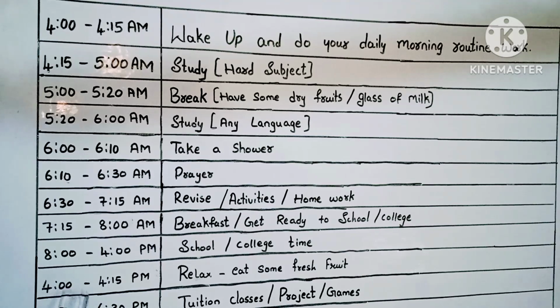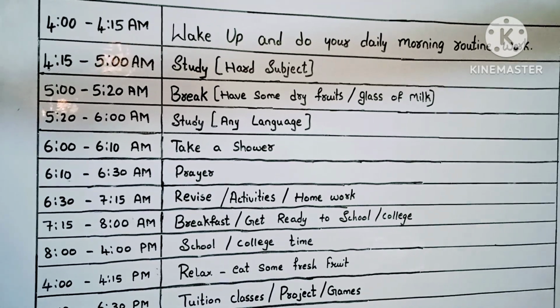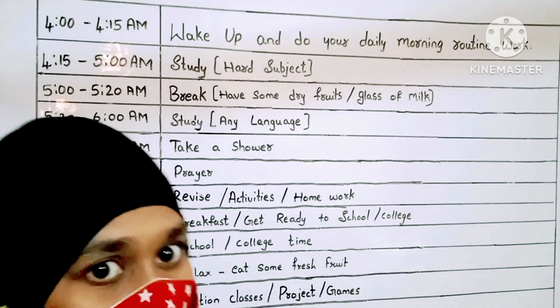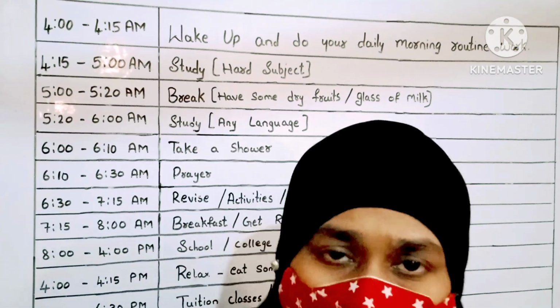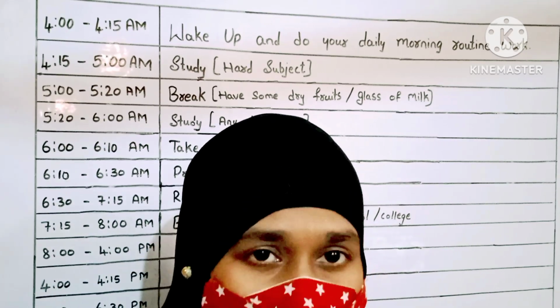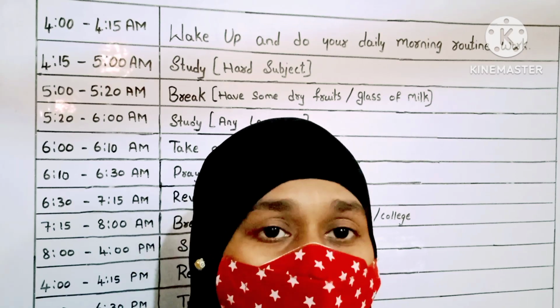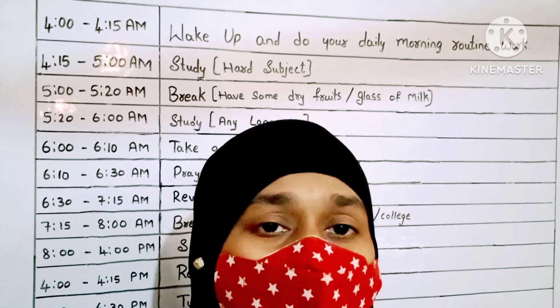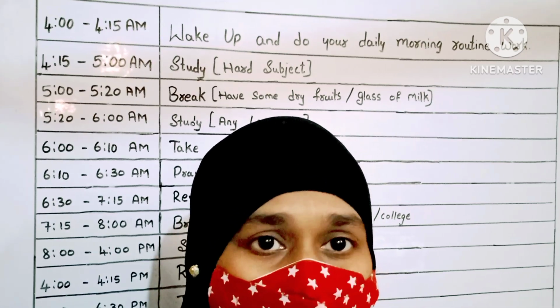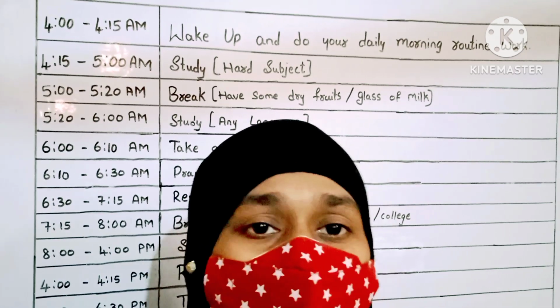After coming from school or college, 4 o'clock to 4:15 p.m.: relax, eat some fresh fruit. The whole day you have worked. You need a relaxation. In school also you have worked, isn't it? Yes, you need relaxation. Have some fruit so that you get energy. Keeping healthy habits, your body also will be healthy and you will be strong enough to study, to do the activities, to do the things.